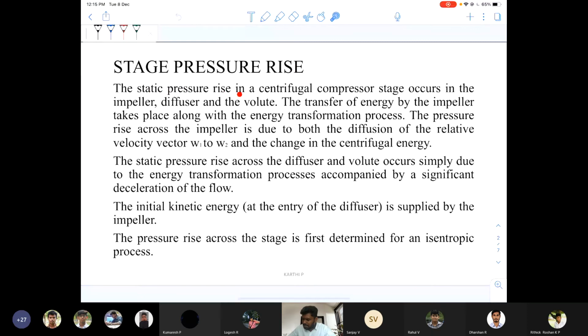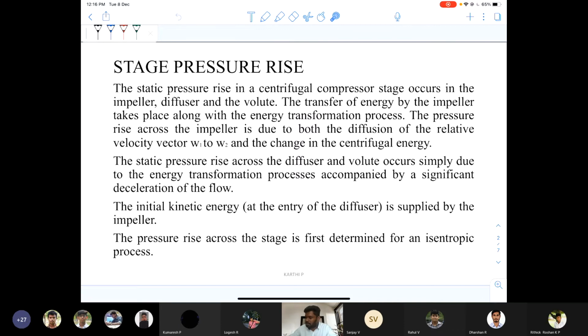The static pressure rise in a centrifugal compressor stage occurs in the impeller, diffuser and the volute. The static pressure which is raised in the centrifugal compressor will occur only in the impeller, diffuser and the volute casing. The transfer of energy by the impeller takes place along with the energy transformation process, that is, the energy transfer in the impeller occurs simultaneously with the energy transformation process.